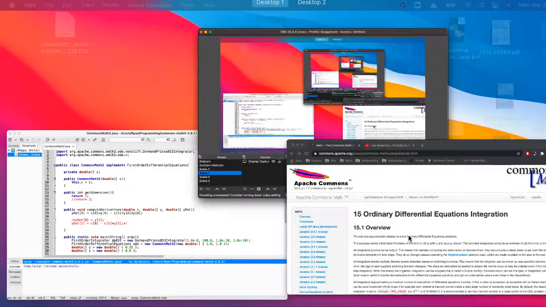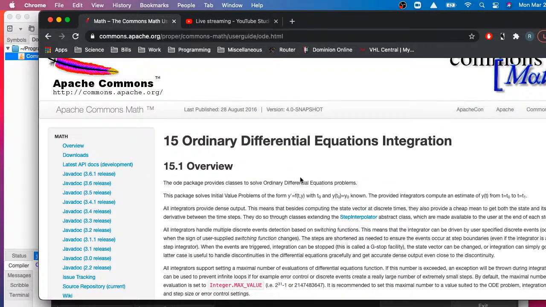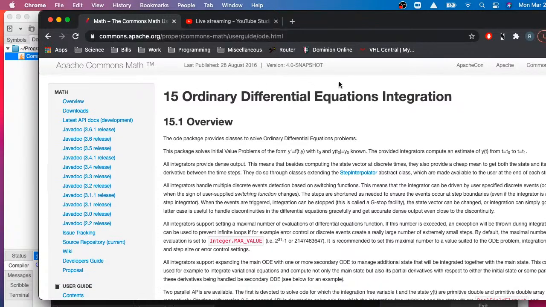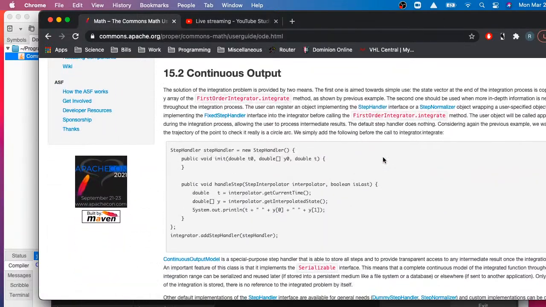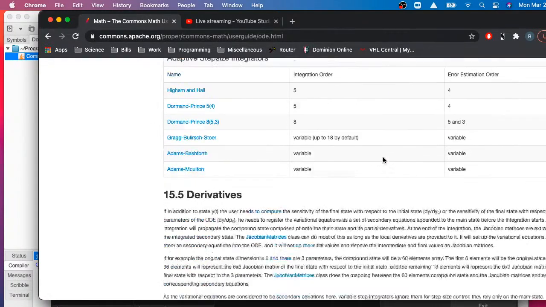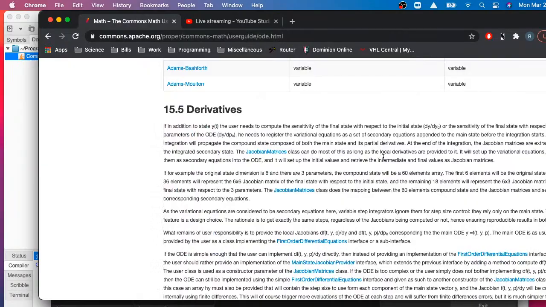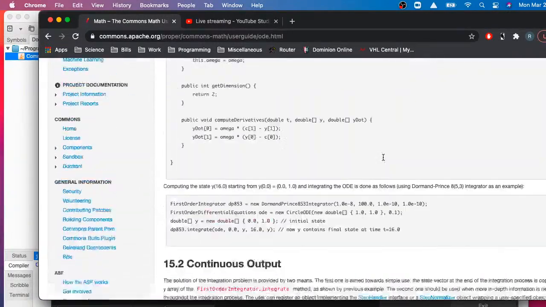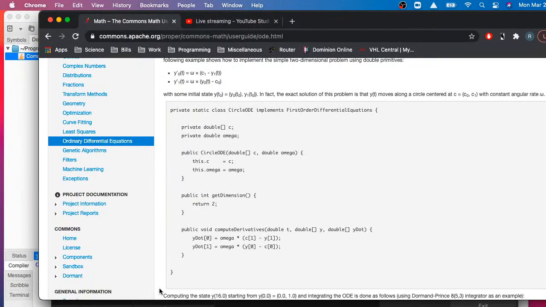I'm on the Apache Commons Math webpage right now, and this is called an ordinary differential equation. Solving that equation, in other words determining the population as a function of time, is what is called integration. It has an example, and I modified the example to suit my own purposes, but this is basically where I learned how to do the Apache Commons Math integration. So let's look at the actual code.